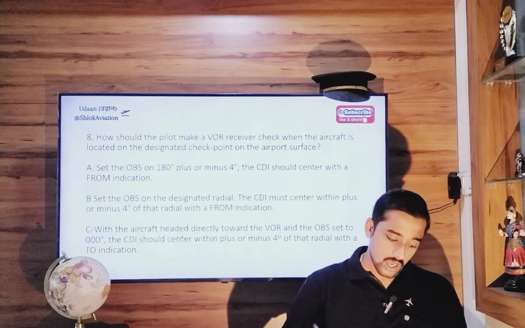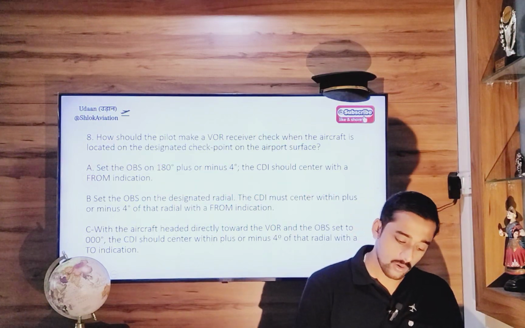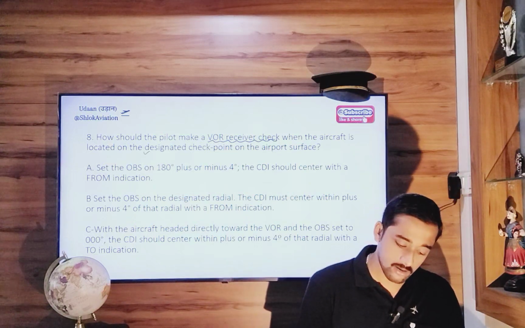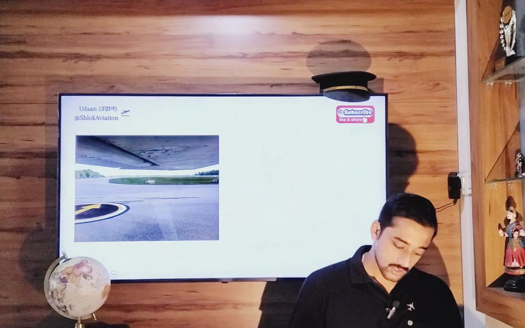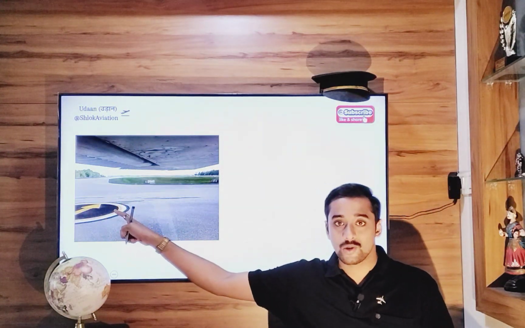Next. How should the pilot make a VOR receiver check? Okay, VOR receiver check when the aircraft is located on the designated checkpoint on the airport surface. So this is how a designated point on the airport surface looks.